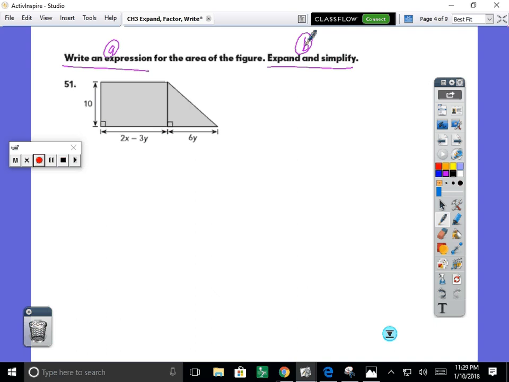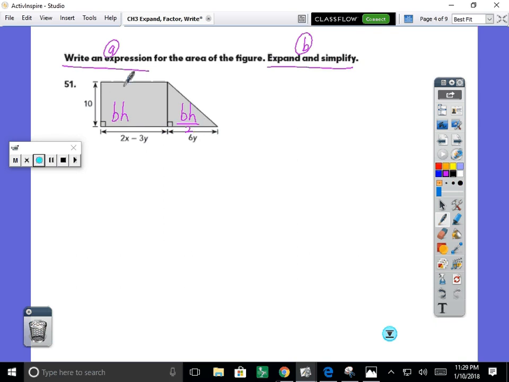Take a look. I have a rectangle. Area of a rectangle is really base times height. And I also have a triangle here. Well, we just talked about that one. Base times height divided by 2. Okay, so how do I get there?